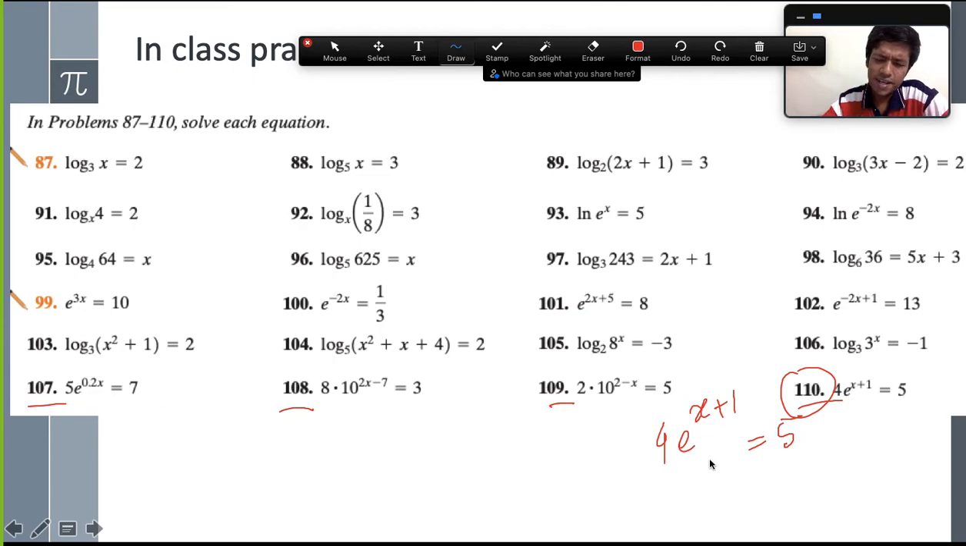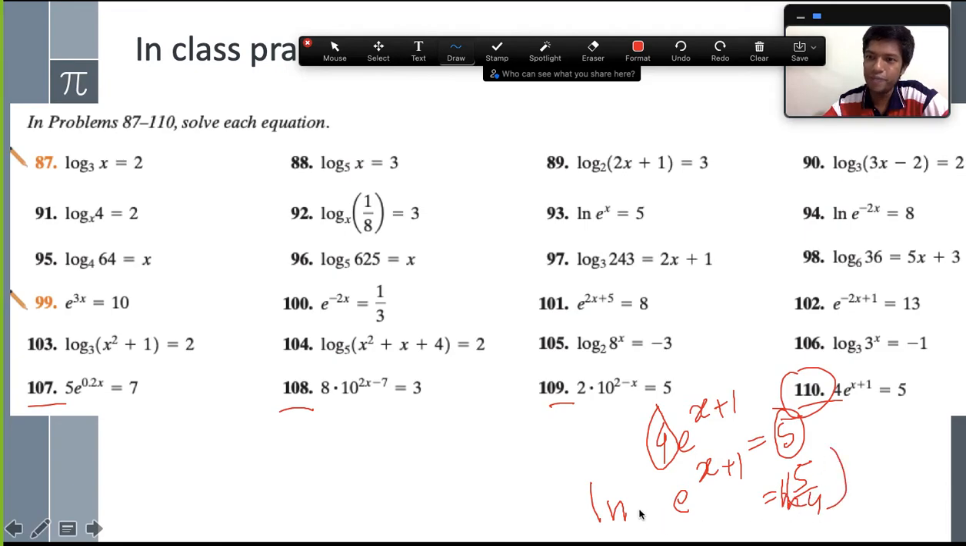So here, nothing is given. What do we do? First of all, you see, there is a number here, there is a number here. Mix them together. Then you will have e to the power x plus 1 equals 5 divided by 4. So we have sent this 4 to the other side. Now you have e to the power x plus 1 equals 5 by 4. And you know something funny, and that is you can multiply both sides by ln.